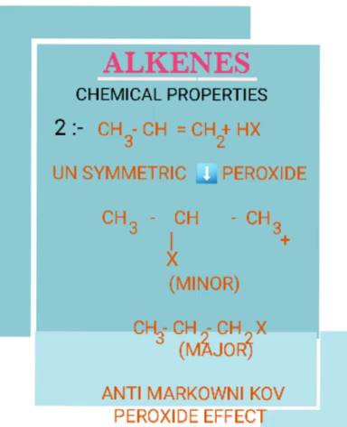However, if the same addition is taking place using peroxide as a catalyst, then this time the major product is that alkyl halide where the negative part of the reagent goes to that carbon containing more number of hydrogen atoms. So here 1-halopropane is the major product. This is called anti-Markovnikov's rule or peroxide effect.